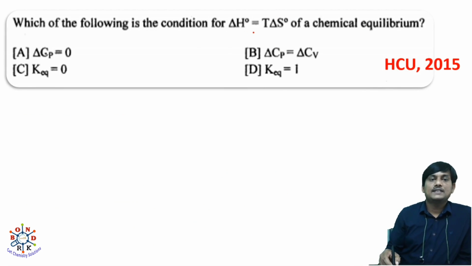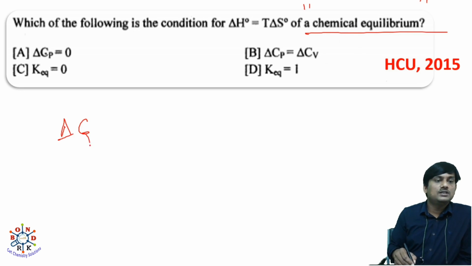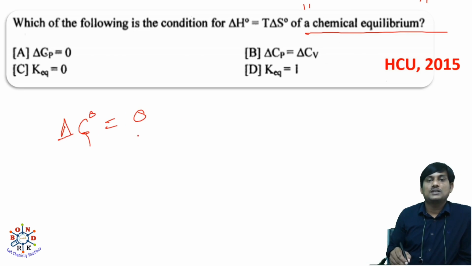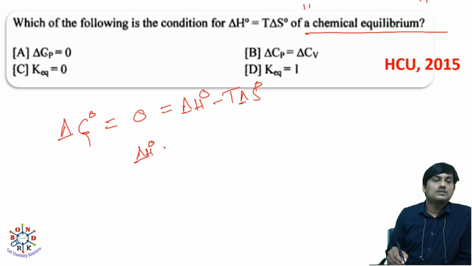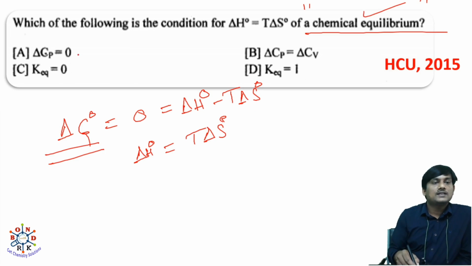Which of the following is the condition for delta H naught is equal to T delta S naught of a chemical equilibrium? When there is a chemical equilibrium, we know that delta G naught is equal to 0. Delta G naught is equal to delta H naught minus T delta S naught. So delta H naught is equal to T delta S naught at chemical equilibrium. When delta G is equal to 0, delta Cp is equal to delta Cv is equal to 0, or K equilibrium is equal to 0, or K equilibrium is equal to 1.